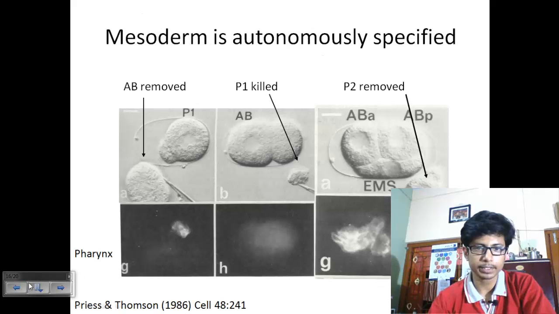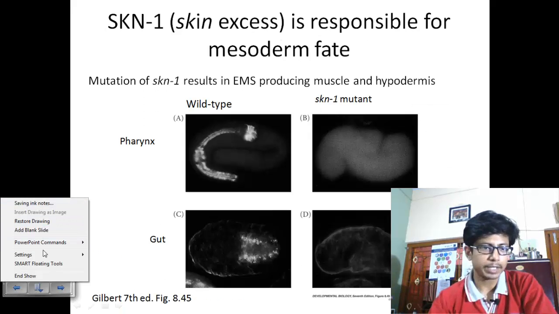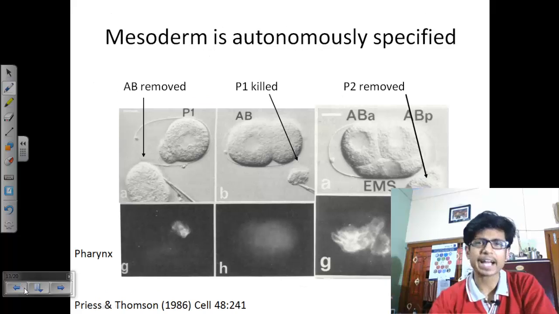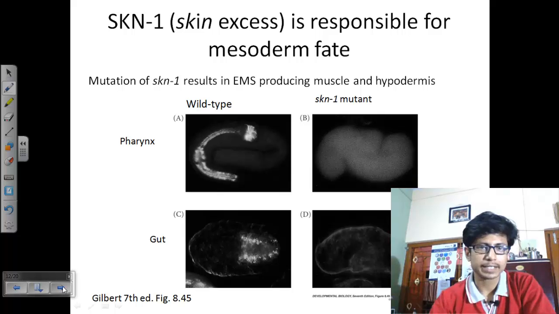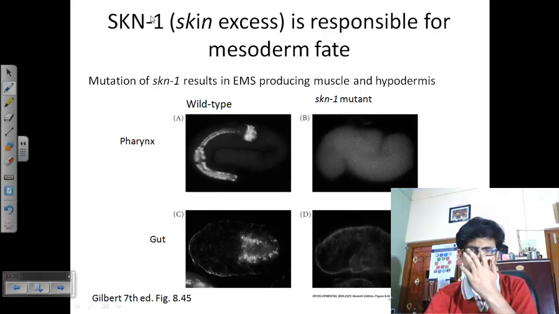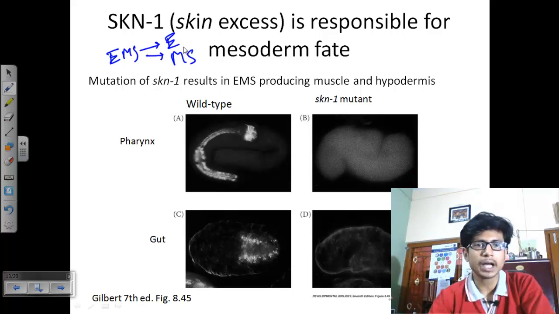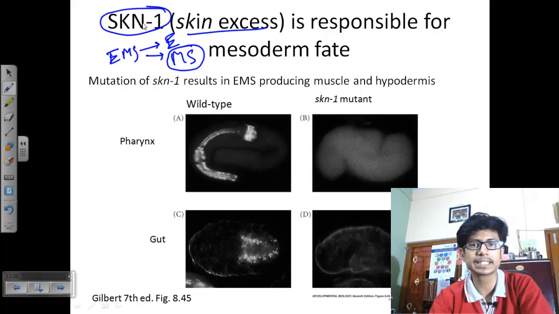Okay, where we are, we've talked about it. So now let's say there are some facts about the proteins, how they interact with each other, and that's what I want to say here. I told you that the region for mesoderm production, that is EMS, divided into E and MS. Now the division and production of this mesodermal layer, this mesoderm fate, is determined by the cytoplasmic determinants. An example is SKN1, it's called skin excess gene. And this protein SKN1 is responsible for the mesodermal fate.